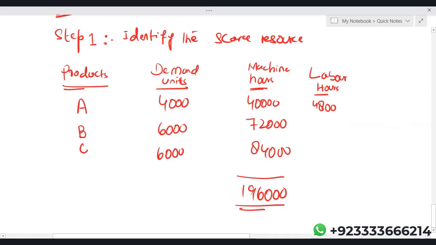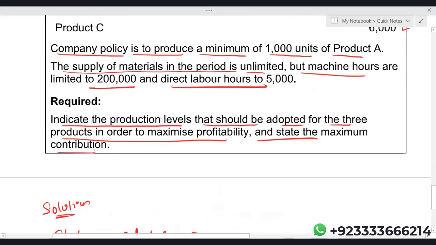How did I get this 4,800 hours? One unit of product A needs 1.2 labor hours. The demand of product A is 4,000. So simply 4,000 multiplied by 1.2. So we get 4,800.